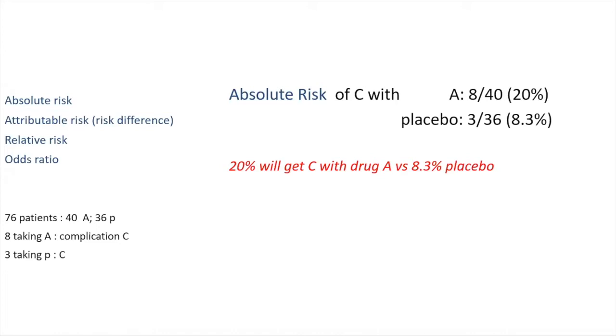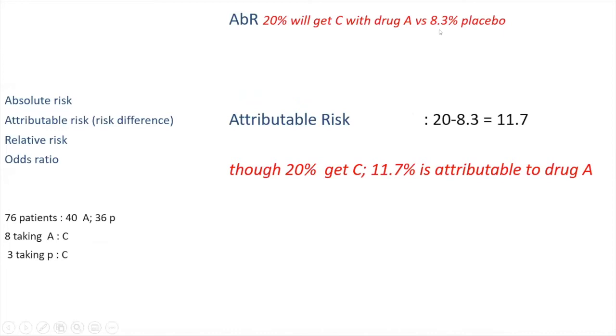But what is the attributable risk? Now, we had 8.3% of patients who didn't take drug A also get the complication. So in order to attribute the risk to drug A, we now subtract that. So 20% minus 8.3% gives us 11.7%. This is the attributable risk of developing a complication, i.e. a risk difference.